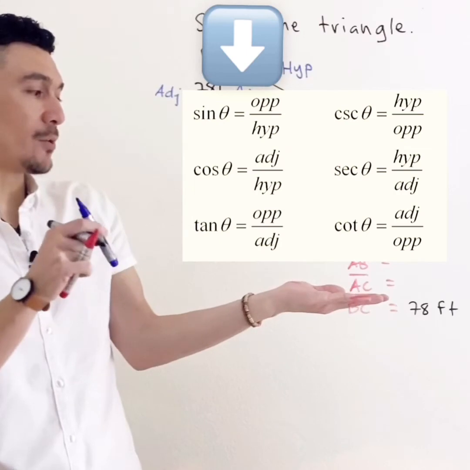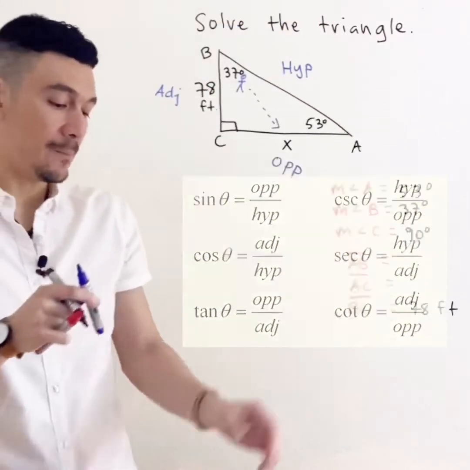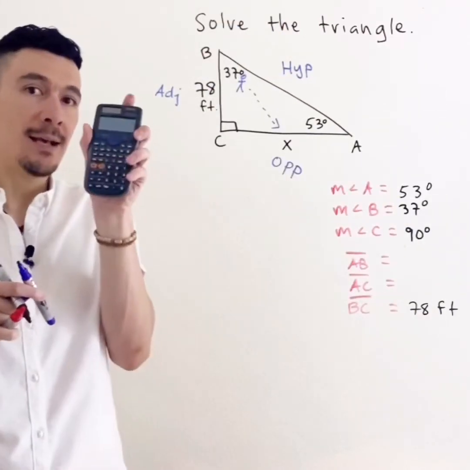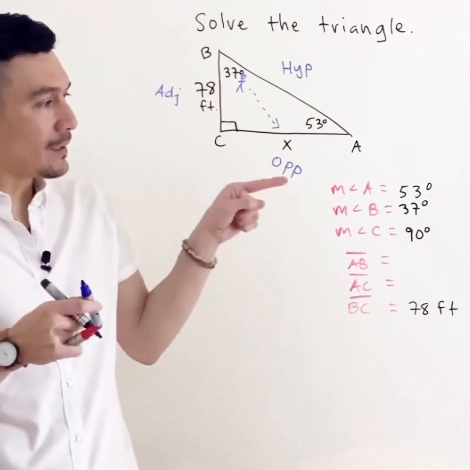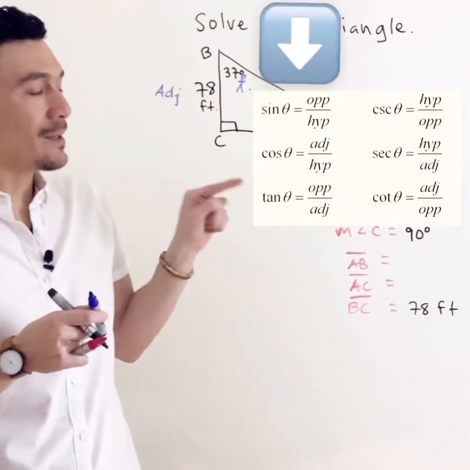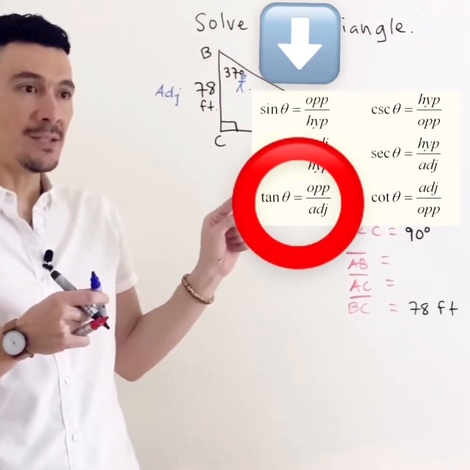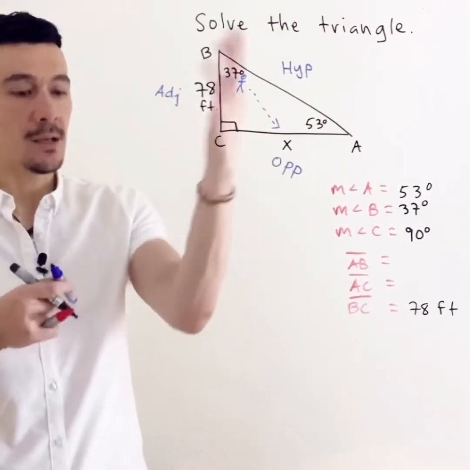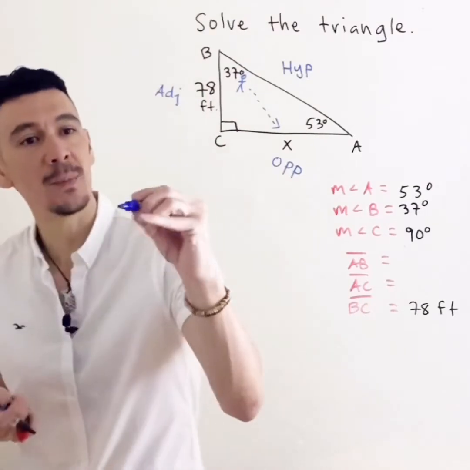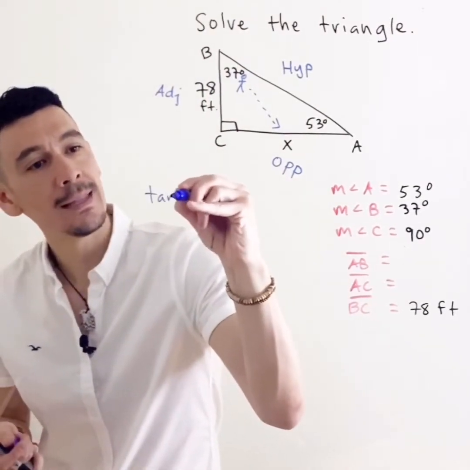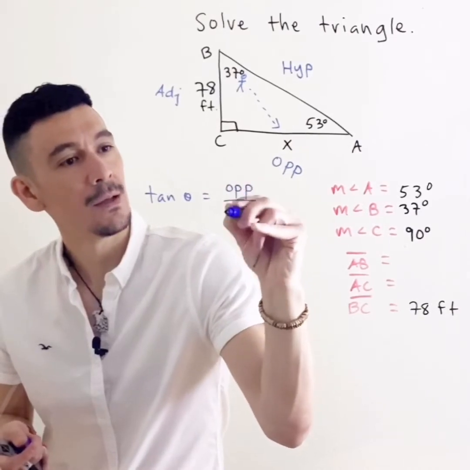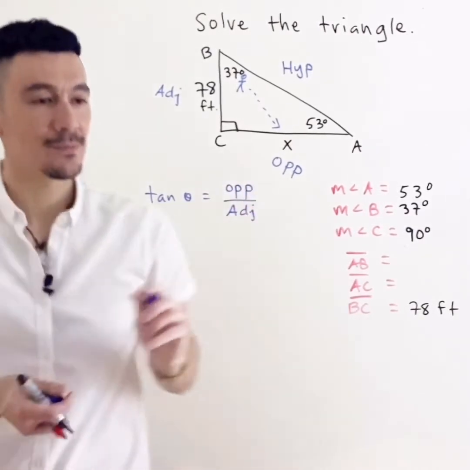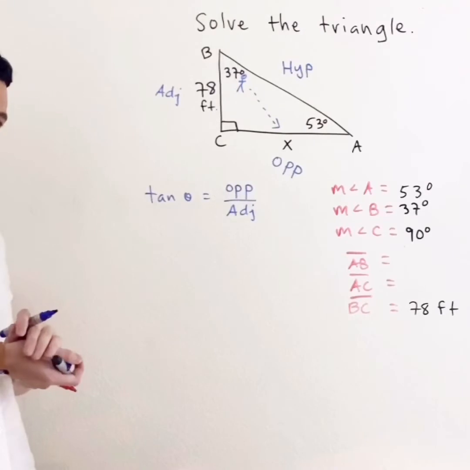Try to use those equations first because your calculator has a sine, cosine, and a tangent button. So if you look at that column, we're going to play with tangent because tangent has opposite and adjacent. So let's write down the tangent model. We know that tangent of theta equals opposite over adjacent. So let's try to fill this out.